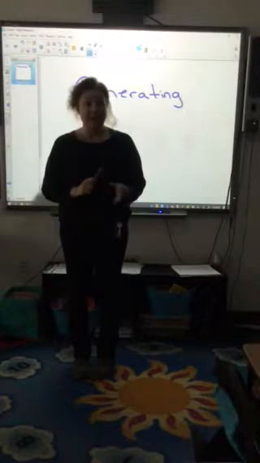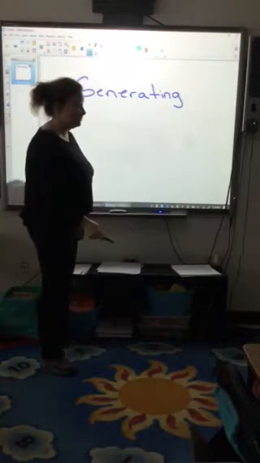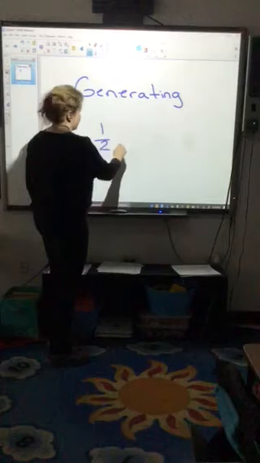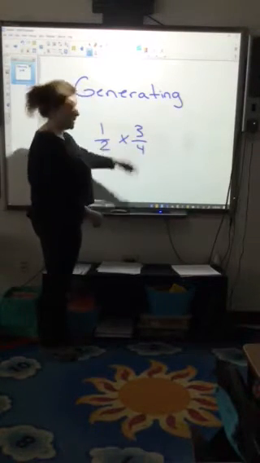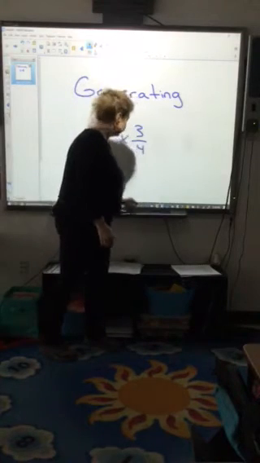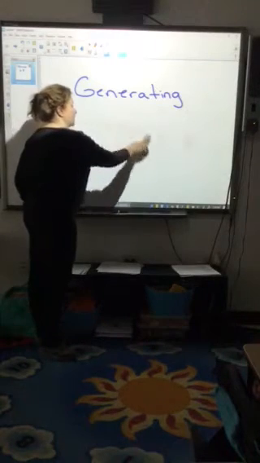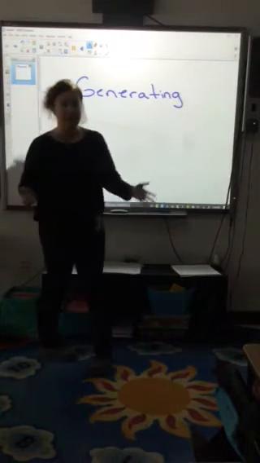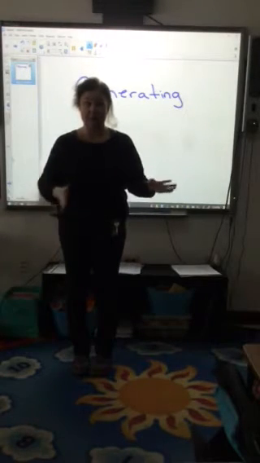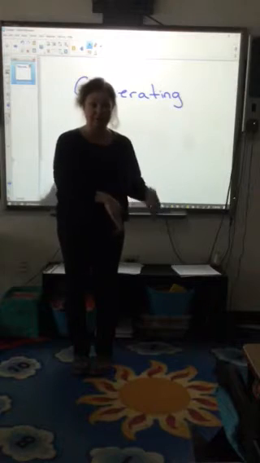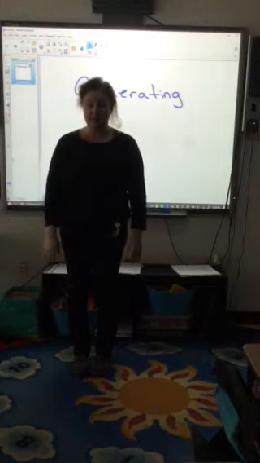Well, when you are adding fractions, which we'll get into in a couple of days, you have to be able to change them to the common denominator to be able to add them, okay? And another reason to generate fractions is to be able to compare them. If you're talking about fourths, you're talking about fourths. If you're talking about eighths, you're talking about eighths. It's just an easy way to see it.